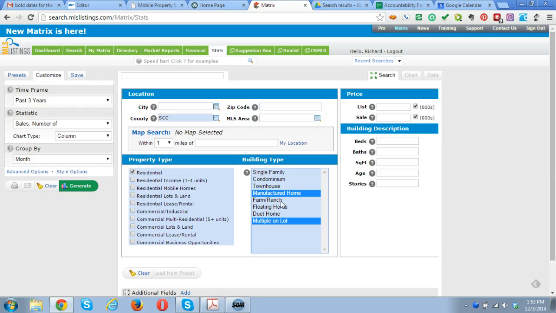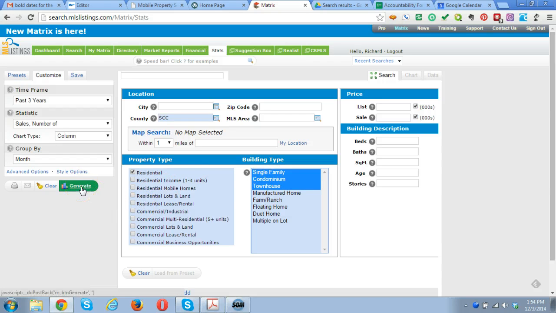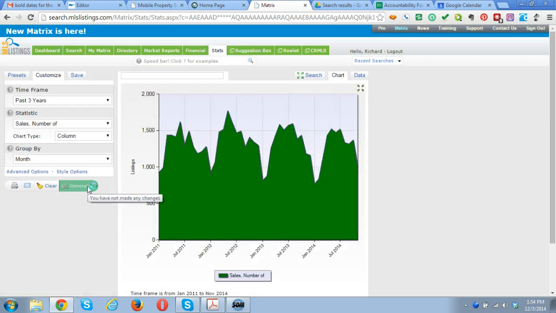So what I'm going to do, that's really interesting that it just automatically populated all those. What I really want to do is just those three. And is a mobile home, a manufactured home, a duet home? I don't know. Anyhow, we're just doing single family, condos and townhomes. Last 3 years, Santa Clara County, hit generate. And we have this monstrosity. We look at the data.